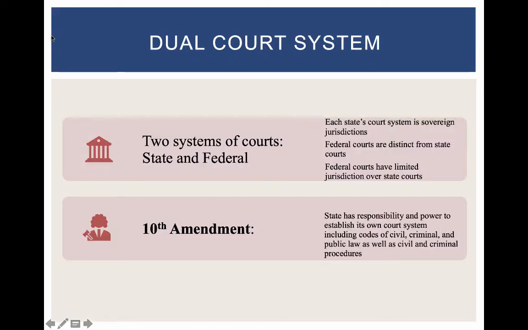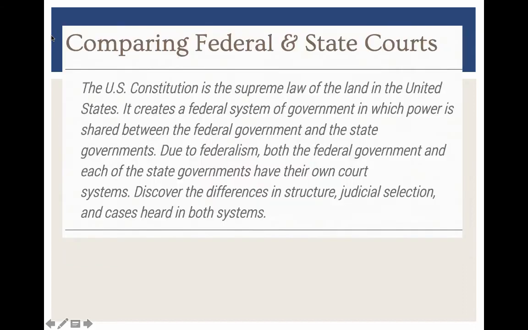So we have what we call a dual court system. There are two systems of courts: state and federal court. Each state's court system is a sovereign jurisdiction. Federal courts are distinct from state courts, and federal courts have limited jurisdiction over state courts. And you also have the 10th Amendment, which states that the states have responsibility and power to establish their own court system, including codes of civil, criminal, and public law, as well as civil and criminal procedures.